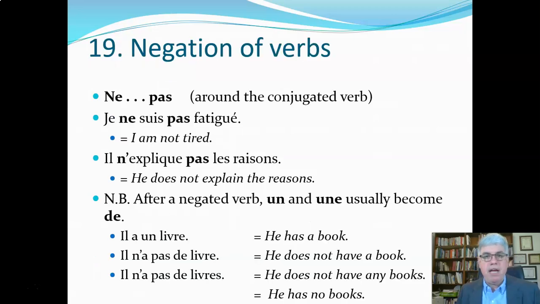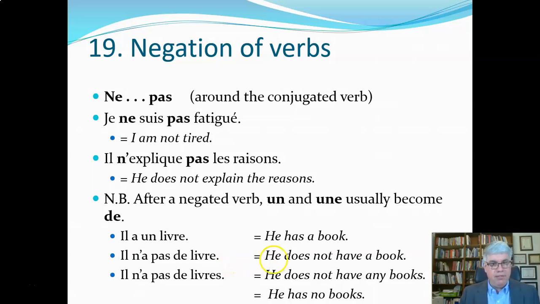Now let's talk about a simple way of negating verbs. This is the type of negation that you'll see when we've got negative forms of verbs. At least 50% of them will be ne pas. The other 50% we'll cover later. It's more complicated. But we've got ne and pas around the conjugated verb.